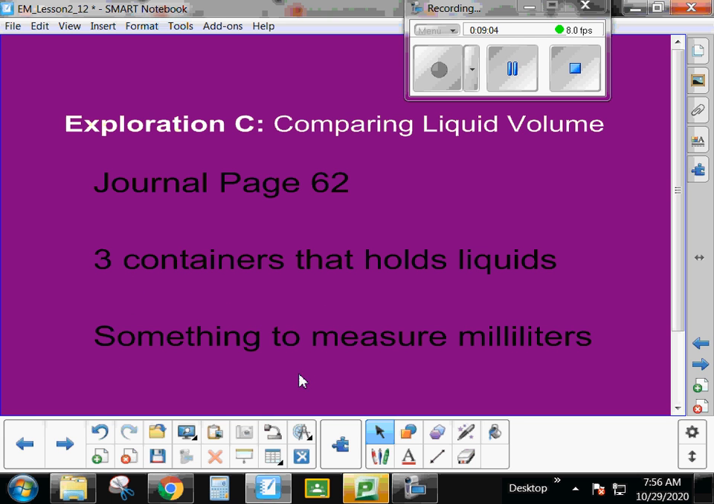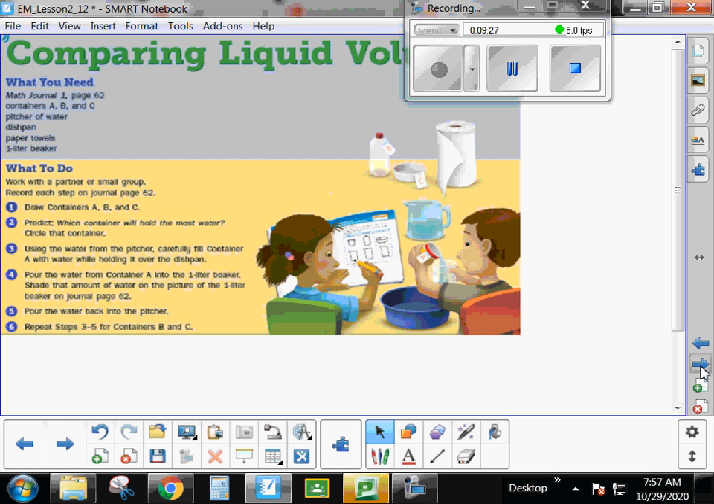And then you need something that's going to help you to measure milliliters. So hopefully you have a measuring cup in your house that not only measures in cups and ounces, but also something that measures in milliliters. And if you don't, you could just go ahead and do this exploration using cups and ounces. All right, so here's what you're going to do. You're going to gather those things.